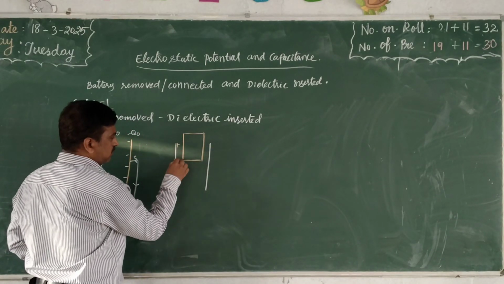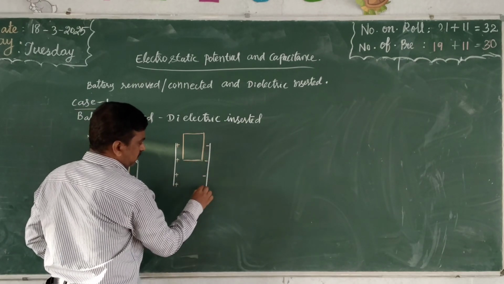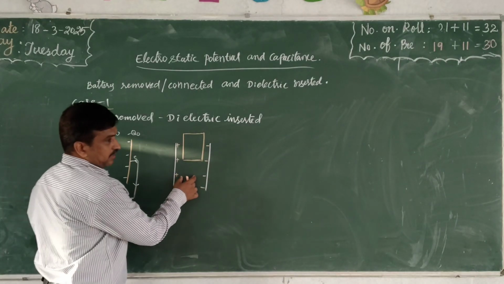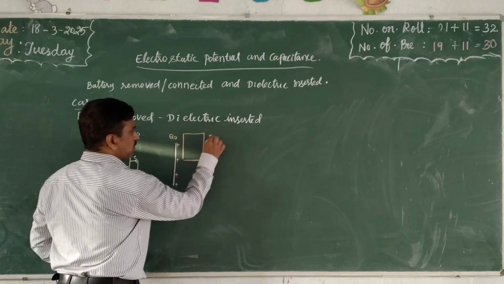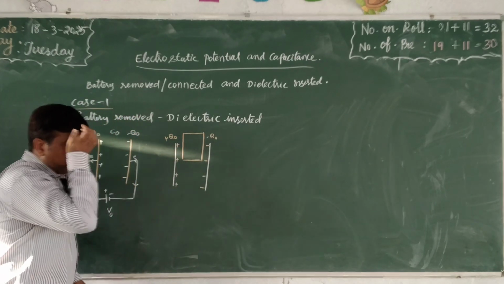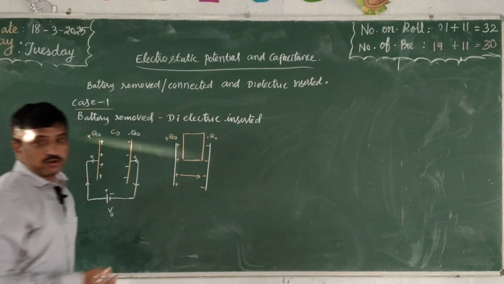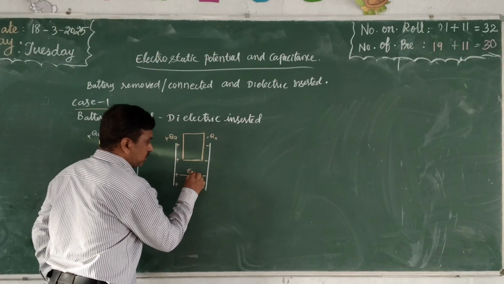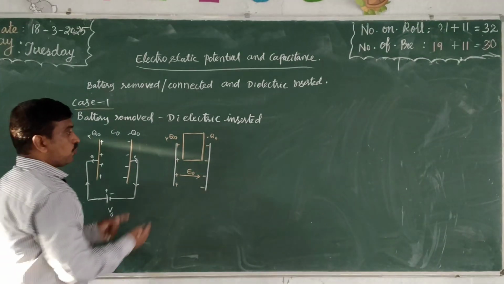Here we have positive charge on one plate and negative charge on the other, both of the same magnitude. In this case, with the battery removed, the charge is Q0, plus on one plate and minus on the other. Because of the positive and negative charges, an electric field is developed, from the positive charge to the negative charge. It is the external electric field, E0. Because of this external electric field E0, some charges are polarized in the dielectric.